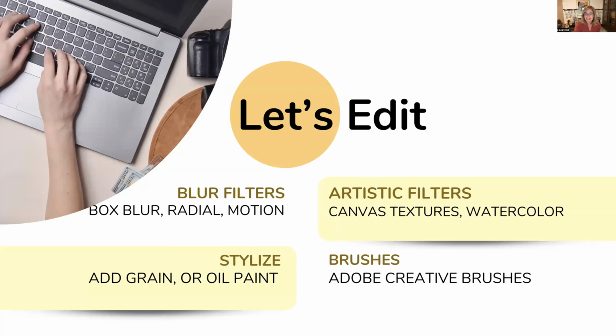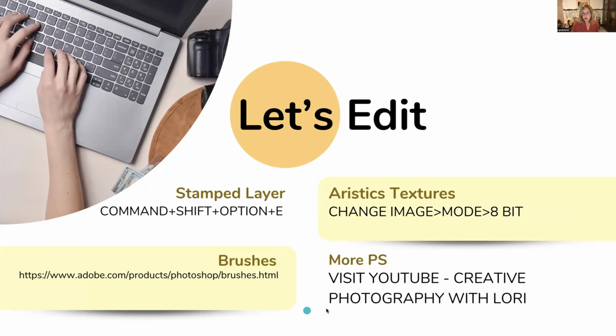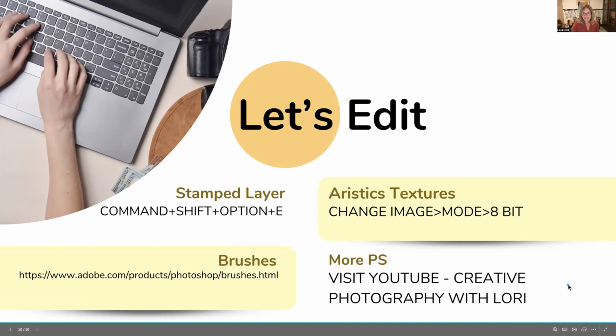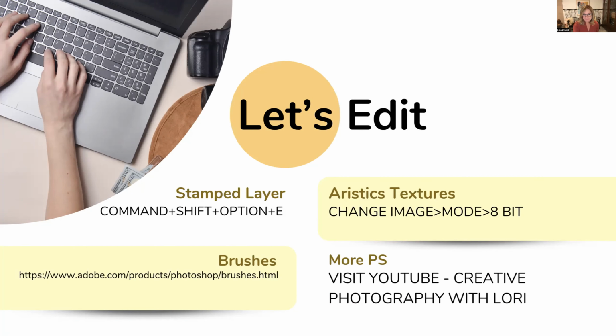All right, so let's talk about editing. What we're going to do to our images is add blur filters, artistic filters, use brushes, and use the stylize feature. Now I'm going to take you straight into Photoshop in just a minute. These are some tips, so if you want to screenshot this, I would encourage you to take a quick snapshot. These are 4 critical things that you'll need to know in Photoshop to really take your texture images to the next level. First, when you're editing, it's always important to know how to make a stamped layer. You will see me use that in just a minute.